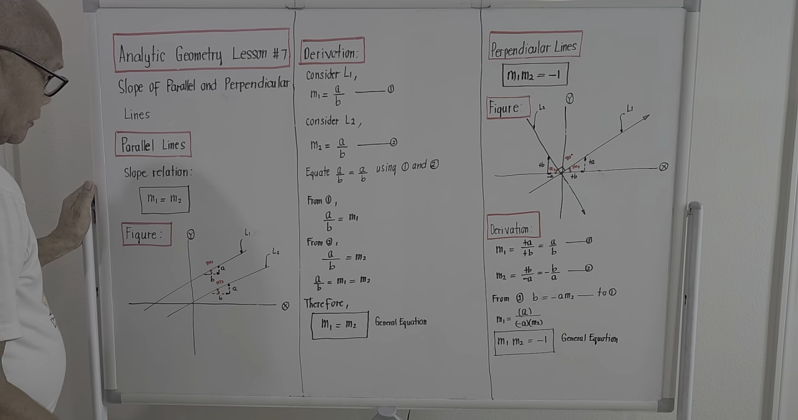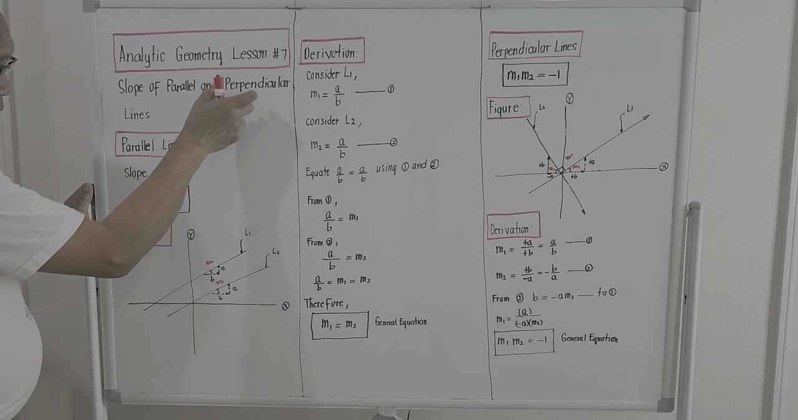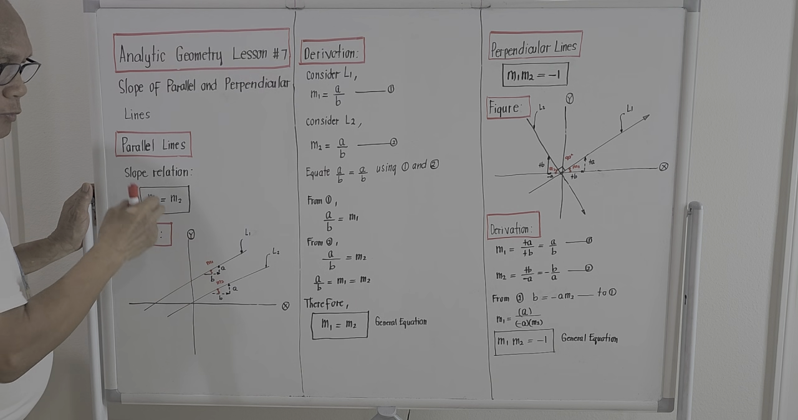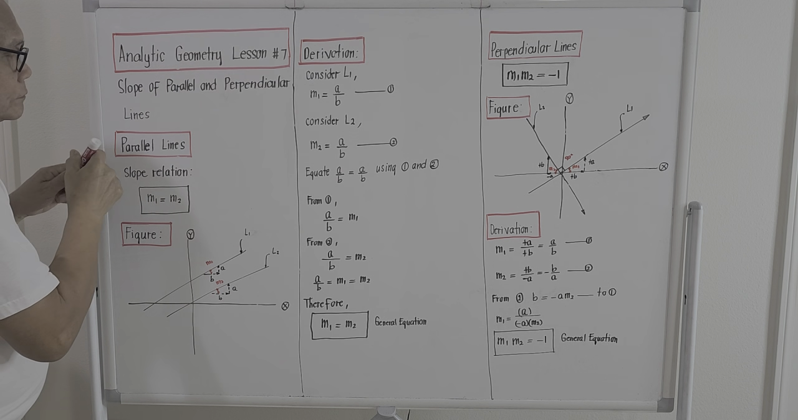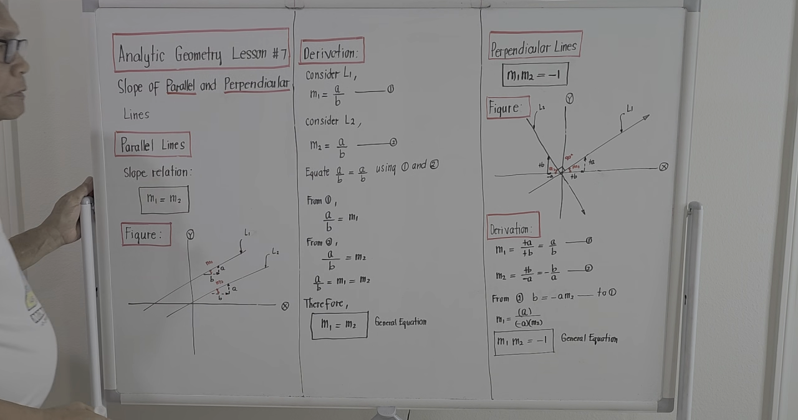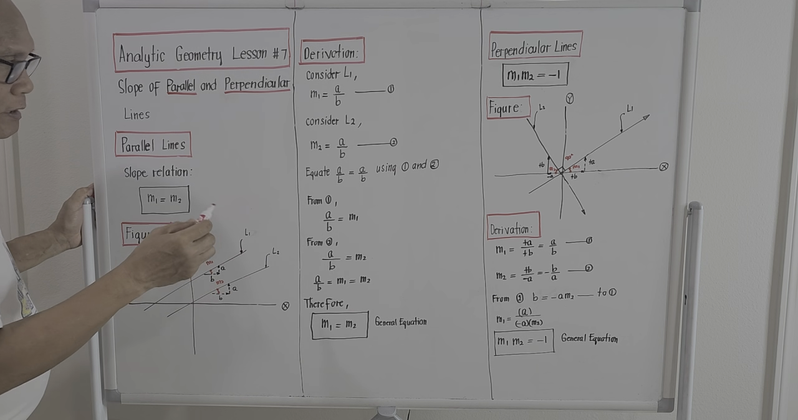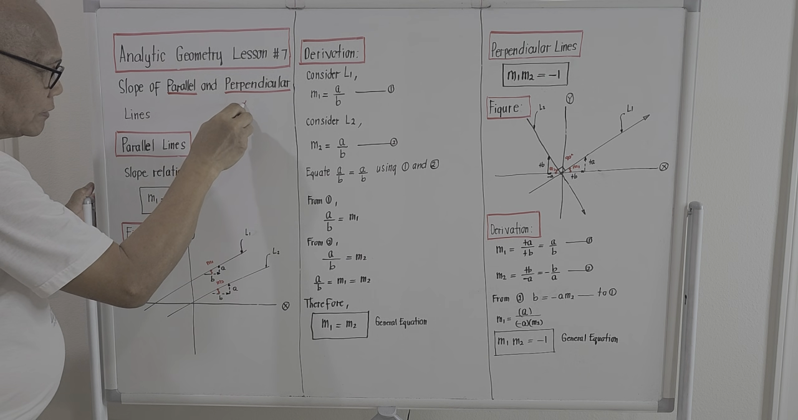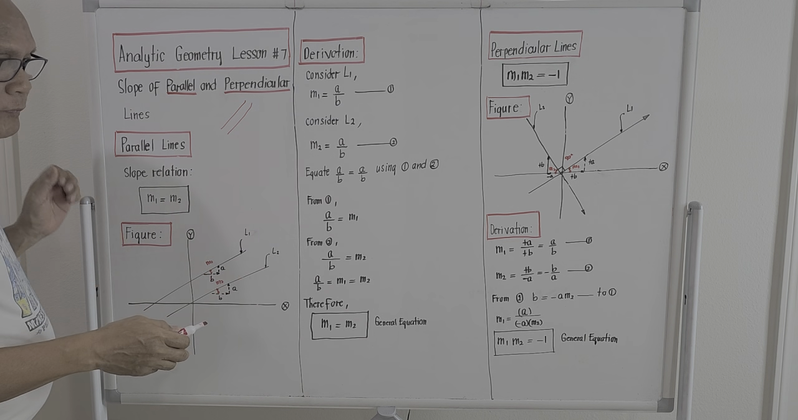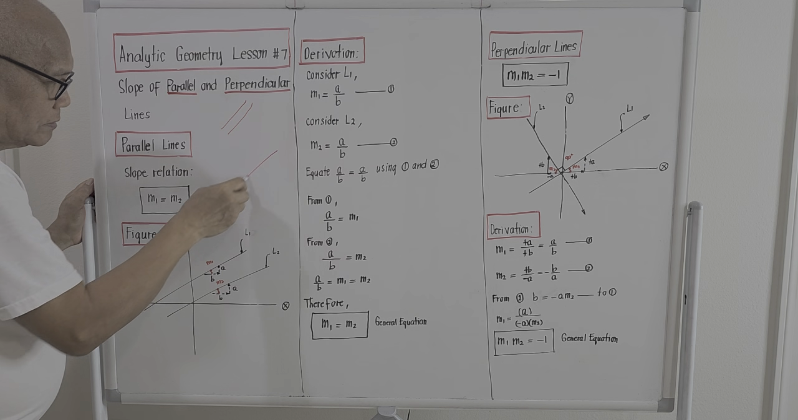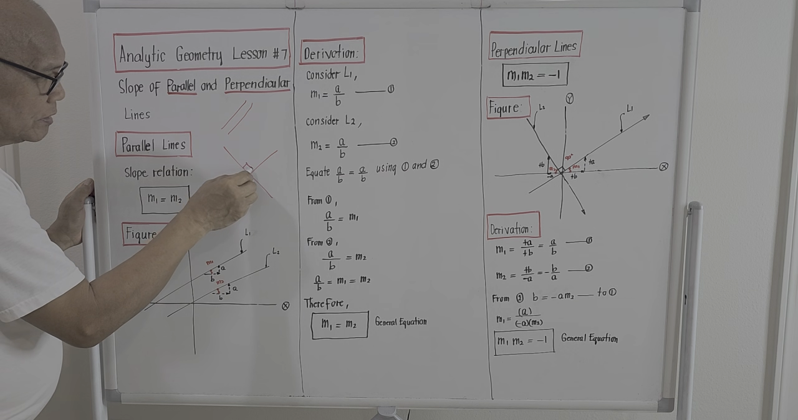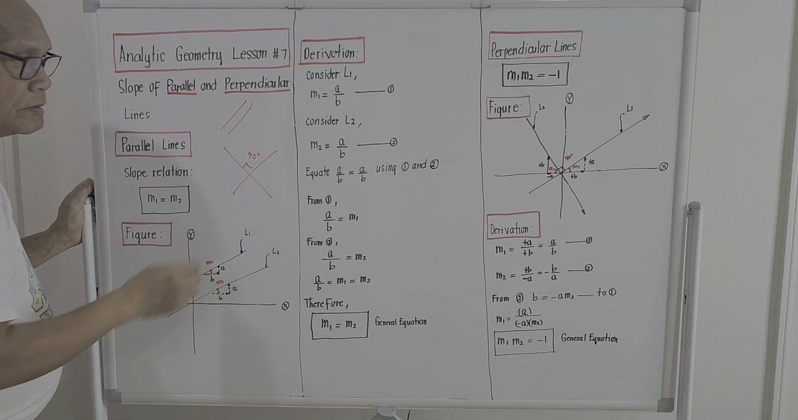The title of the subject matter for tonight will be Analytic Geometry, lesson number 7, long video format. And the title of the topic will be Slope of Parallel and Perpendicular Lines. Of course, we know what are parallel lines. Parallel lines are something like this. It's just like the rail of a train. And perpendicular lines are actually lines in which the angle between them is 90 degrees.